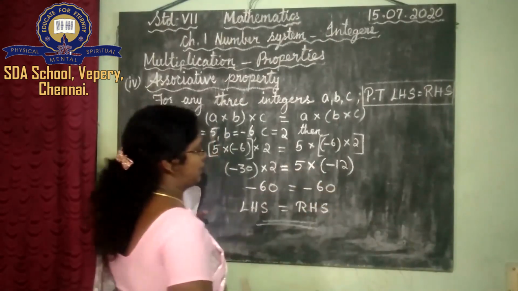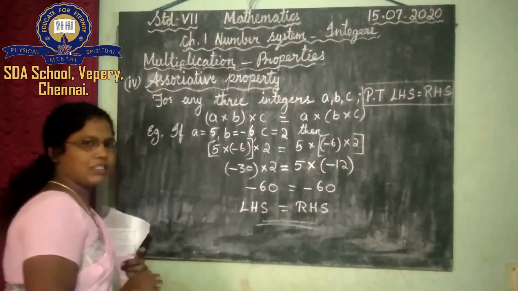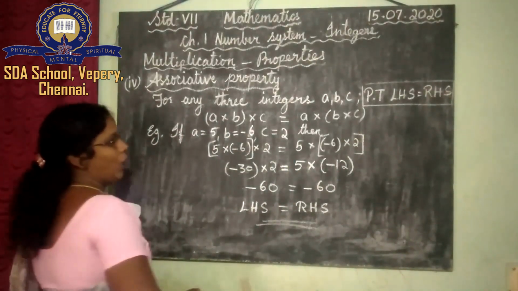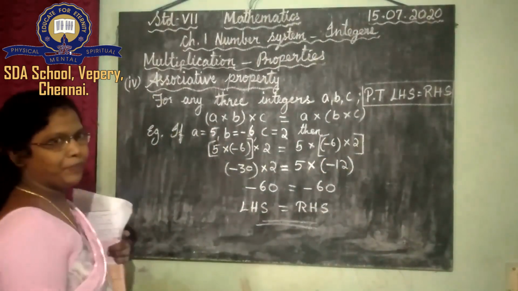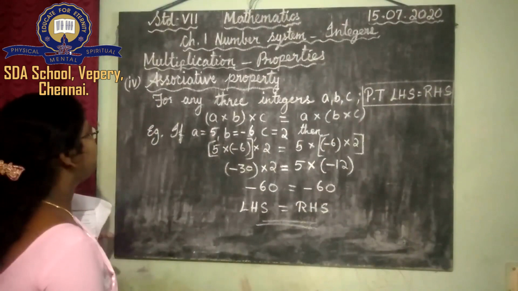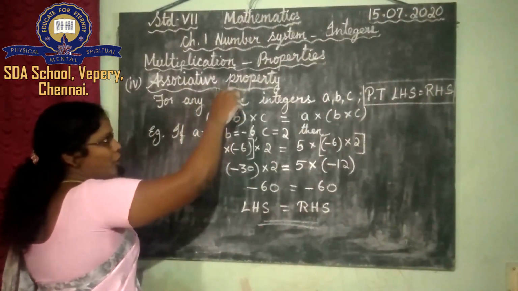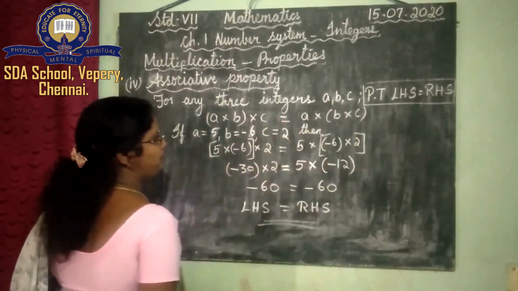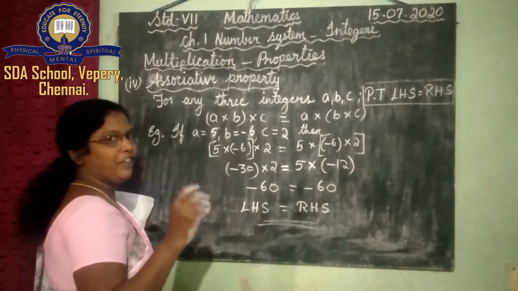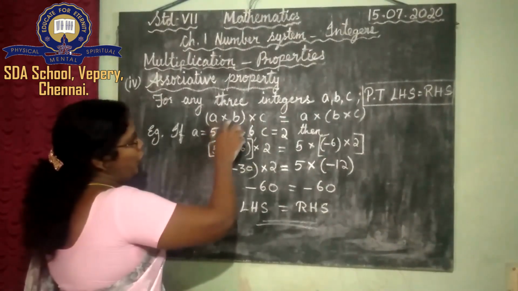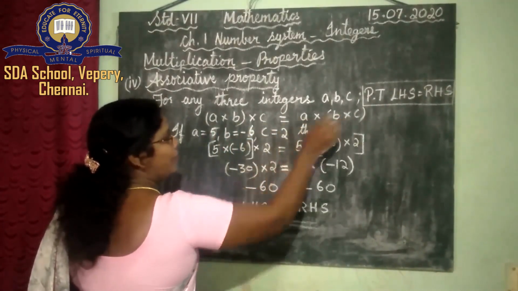5 12s are 60. Now you see, left hand side and right hand side we got the same answer. So we have proved LHS is equal to RHS by giving an example. Shall I repeat once again? Associative property: this one we are doing with three integers a, b, c. Even if we change the integers and associate, we get the same answer. So a into (b multiplied by c) is equal to (a into b) multiplied by c.